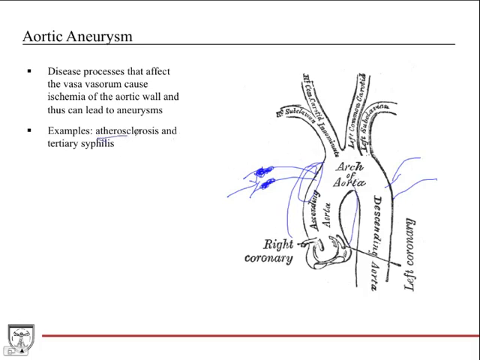So again, examples of that: atherosclerosis. Another good infectious disease example is tertiary syphilis. Untreated syphilis can lead to damage of the vasa vasorum specifically, and by damaging the vasa vasorum, you damage the blood supply to the aortic wall. So people with tertiary syphilis are at risk for developing aortic aneurysms.